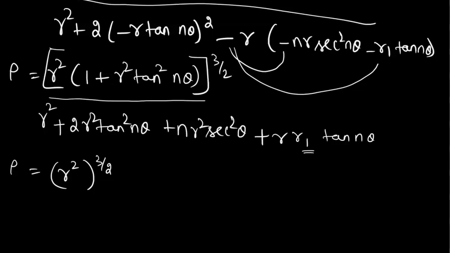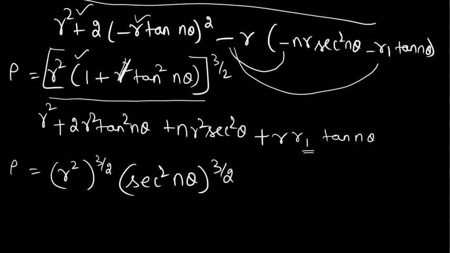1 plus, if I take r square, I will not get again r square here. Correct? This r square and this r square I have taken out, means this I have taken outside. So 1 plus tan square theta only. So it is secant square n theta, the whole power 3 by 2. Because if I expand this term, this r square has come out. So I'm not supposed to write it again inside.